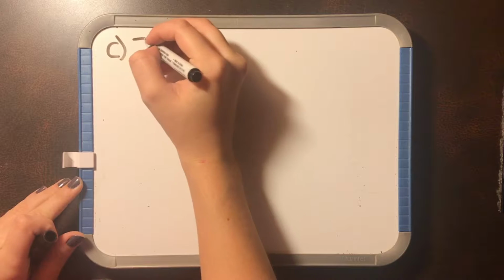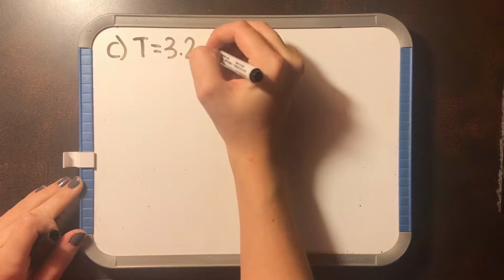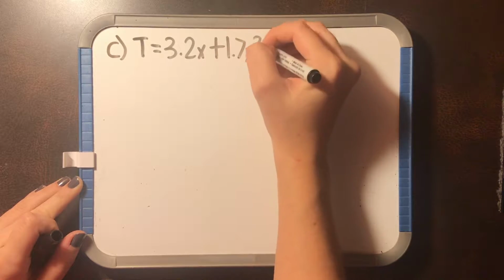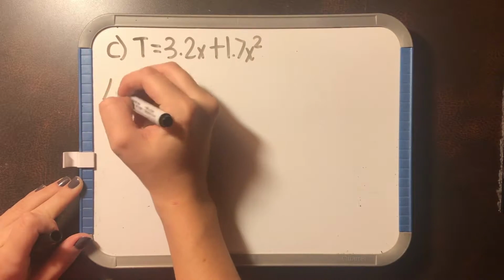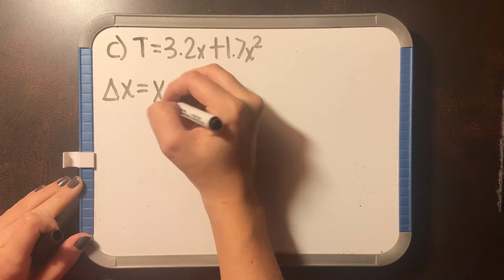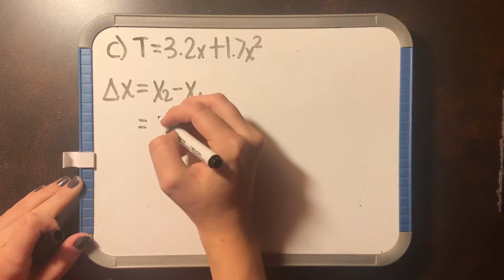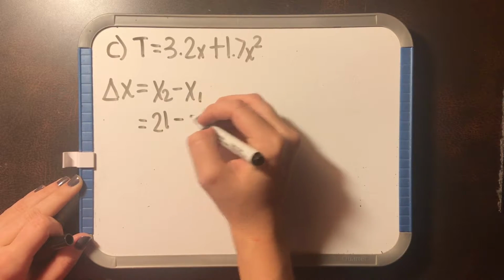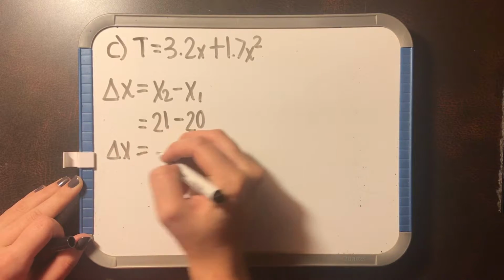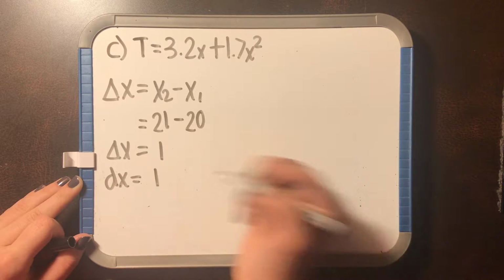For this problem, we will use our original equation. But first, we need to calculate our change in x by using the formula x2 minus x1. In this case, our x2 is 21 and our x1 is 20. So our change in x is 1. Therefore, our dx is also 1.